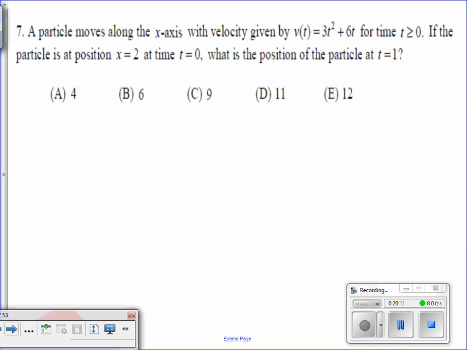We'll do this last one together, and then the rest will be left to you. They give you the velocity. They tell you the position at time 0 is 2, and they want it at time 1. So what did you do?